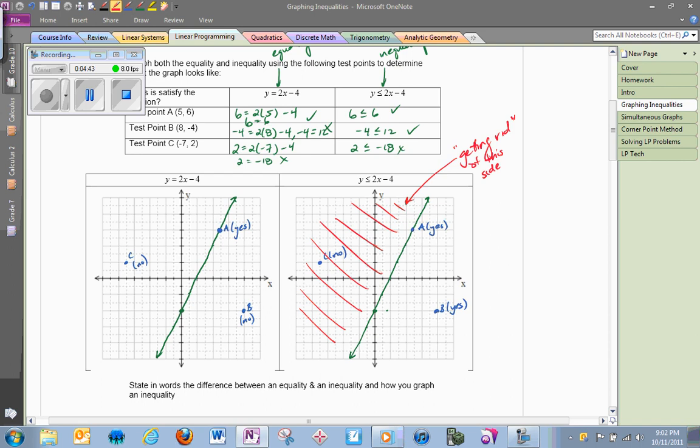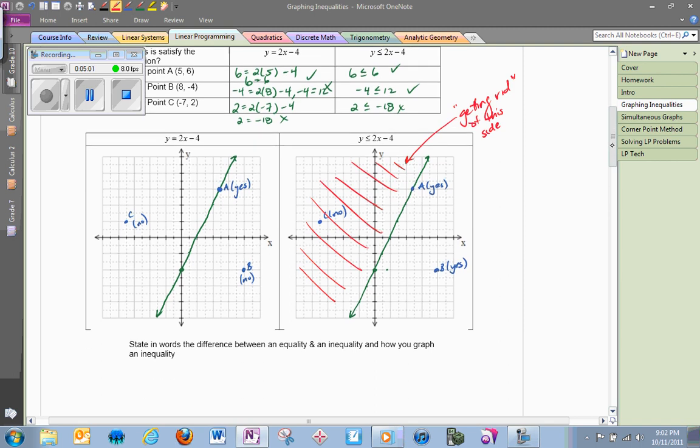Now you may sort of notice that it's to the left of the line here, and then to the right of the line is the region that is okay. Another way to say it is above the line we're getting rid of, and below the line we're keeping. So an inequality is usually a region.